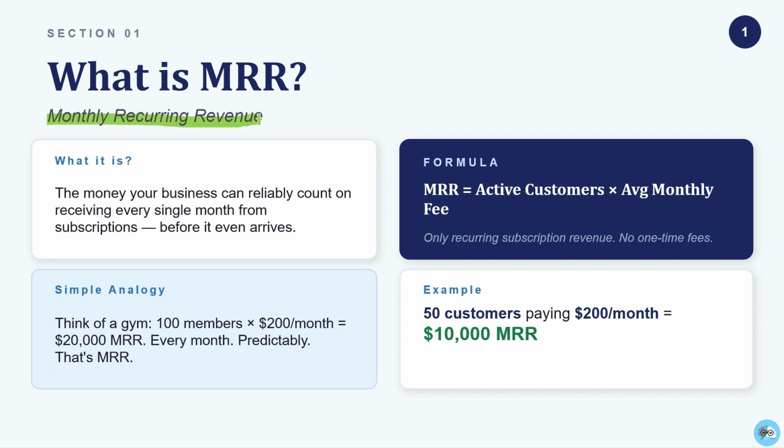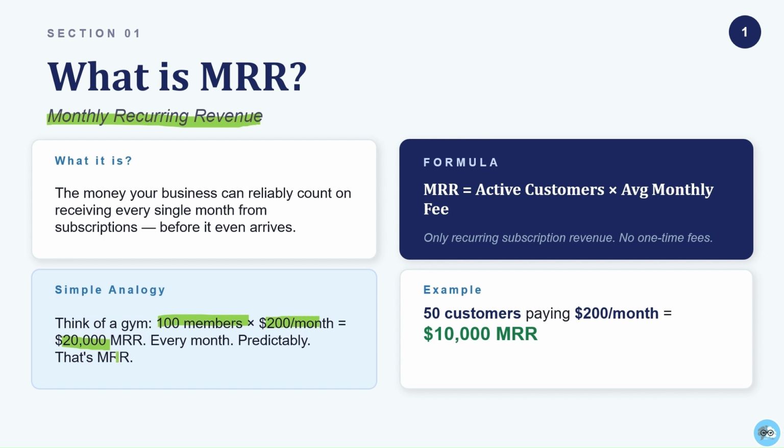MRR is monthly recurring revenue. That is, it is the revenue that your business makes every single month from the subscription fees. For example, you go to a gym, and in that gym, you pay a subscription fee of $200 per month. So that $200 is nothing but the MRR of that gym. Let's suppose in that gym we have 100 members and every member is paying $200. So the total MRR for that gym would be $20,000. So, in simple terms, MRR is nothing but the recurring revenue that your business is getting every month.